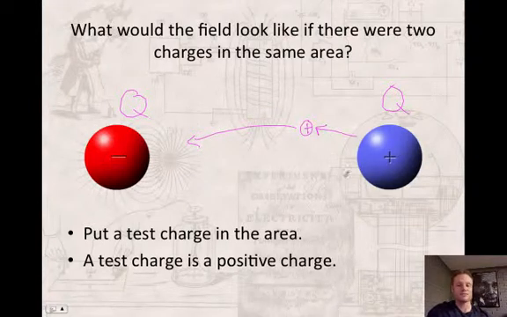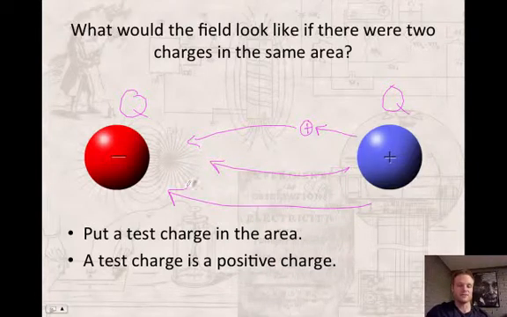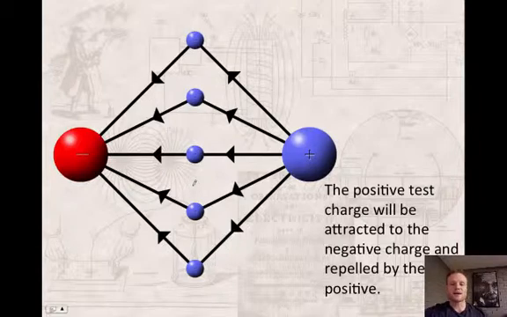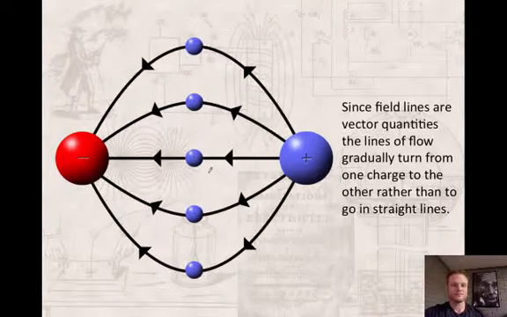And so this would be the start of what it would look like, that you would start to have something that goes along the lines of this. And I believe I have this drawn in a picture in the next slide. Here it is. The positive test charge will be attracted to the negative charge and repelled by the positive. Okay, and so here you can see I've put a bunch of positive test charges in, showing the general direction of the electric field. Since field lines are vector quantities, the lines will flow gradually from one charge to the other rather than just going in a straight line.